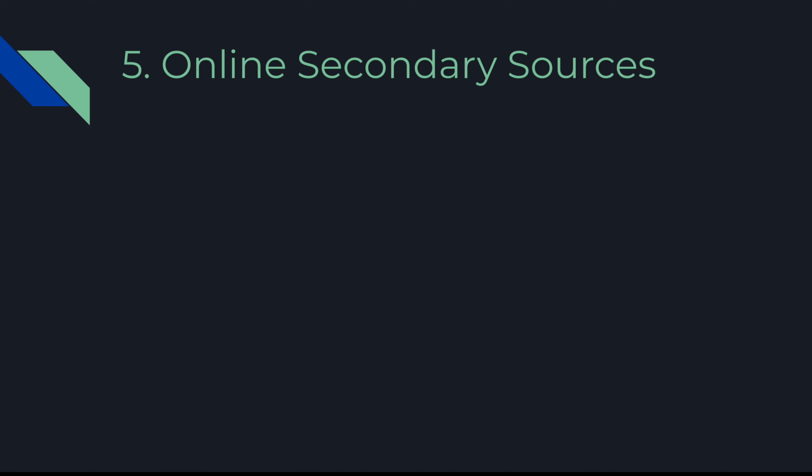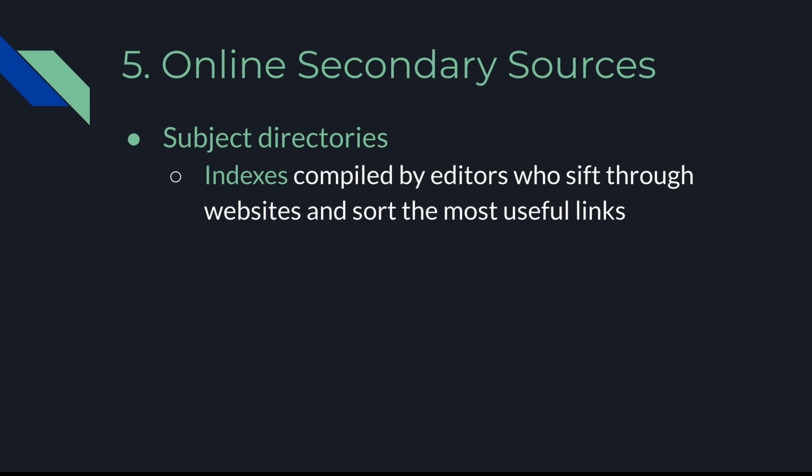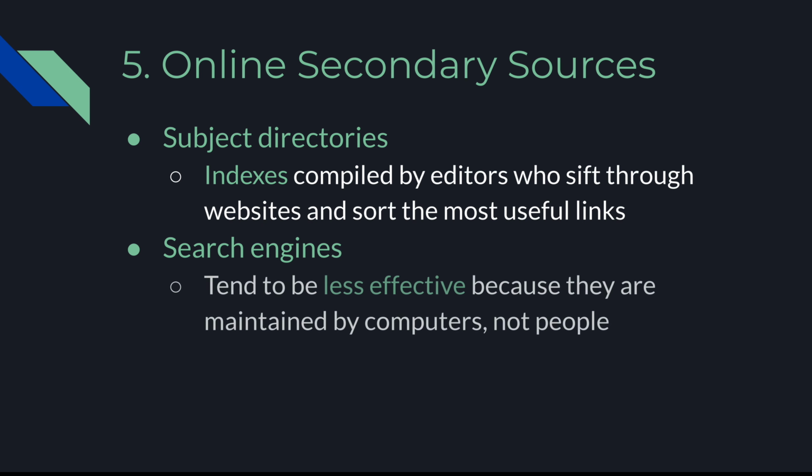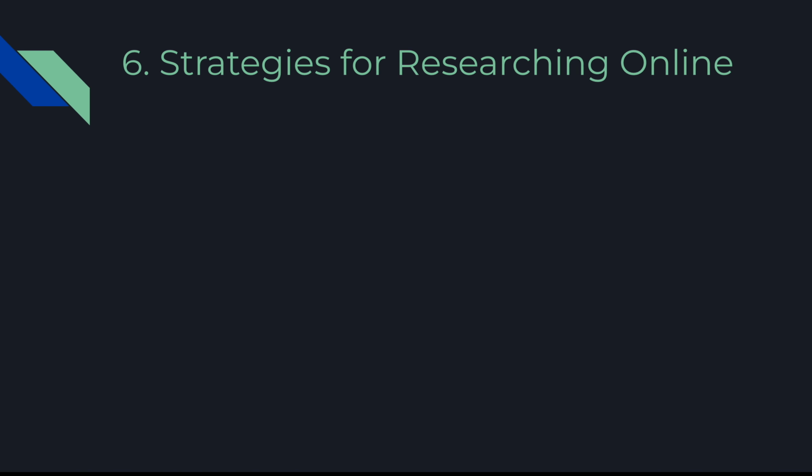Taking a closer look at online secondary sources, you're looking at a couple of options. One is subject directories, and those are indexes compiled by editors who sift through websites and sort the most useful links. The second option is search engines, and these tend to be less effective because they are in fact maintained by computers as opposed to real people.